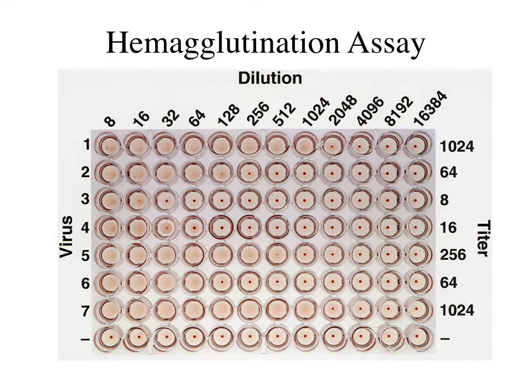So the question is, which virus sample had the highest concentration of virus? And actually you have two that are tied, number 1 and number 7. They both have a titer of 1024, and what that means is that those two viruses had to be diluted out further than any of the other viruses. So that means that there was more virus in the sample.